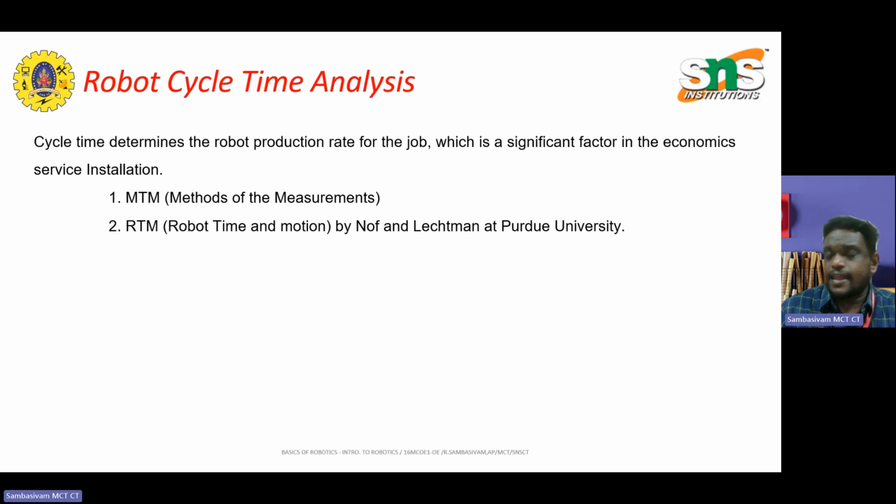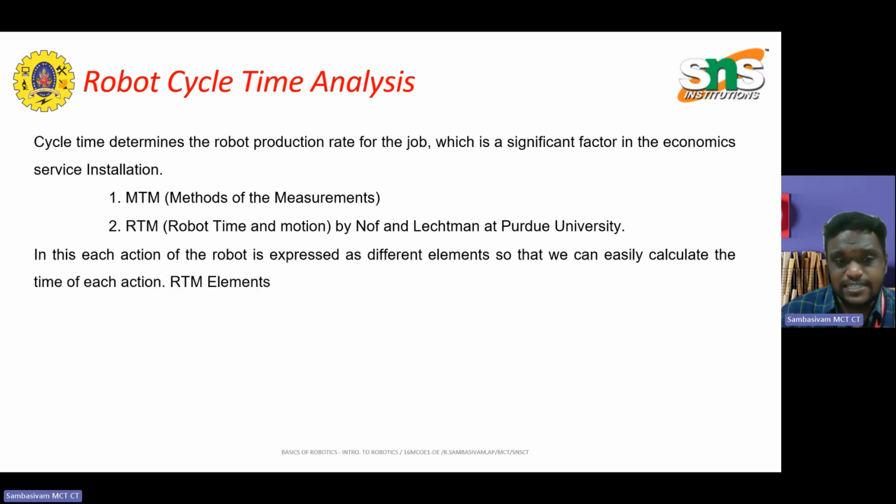The robot cycle time analysis determines the production rate of the robot for the job, which is a significant factor in the economic justification of robot installations. It is done based upon two categories. One is MTM, methods time measurement. The second one is RTM, robot time and motion, by Knopf and Lexen at Purdue University.